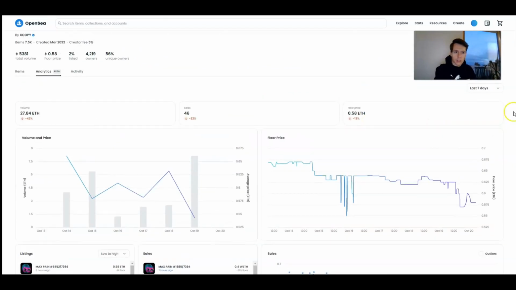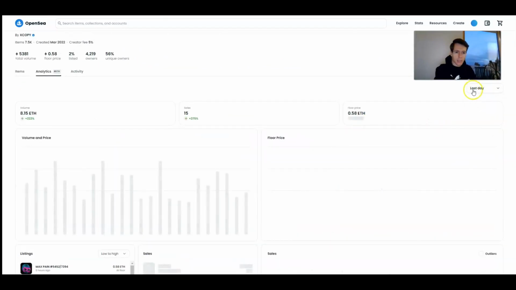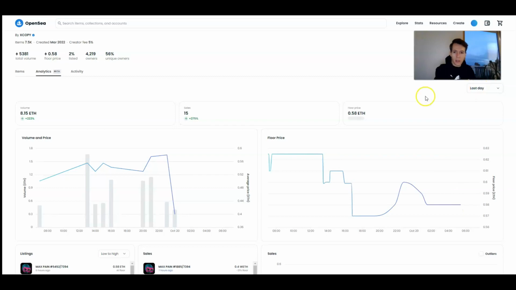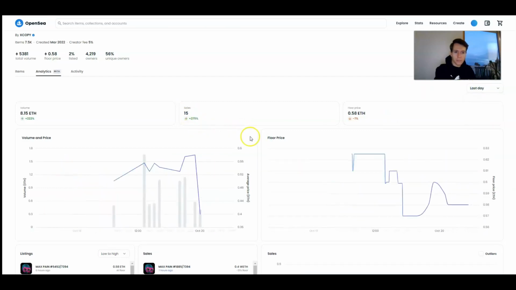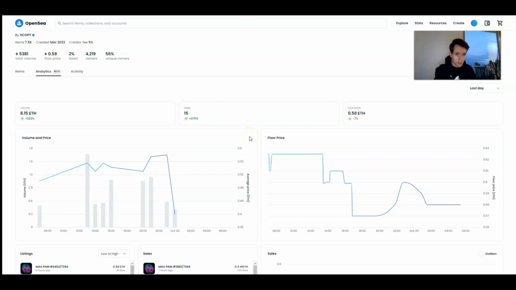So what you can see up here is last day, last 7 days, and so on. So this is interesting. I go to last day, and you can see 15 sales in the last day. In the last 7 days, there are 46, so it's down, but it's up in the short term. It doesn't mean the price is going up though. Just because there's more volume doesn't necessarily mean it's going up, right? But it's interesting to see how many sales things are having, so that you can ask, okay, why is there an increase in sales? Can we identify that?